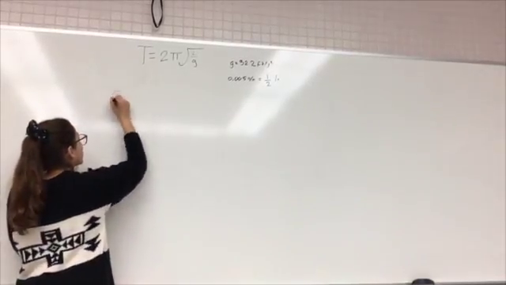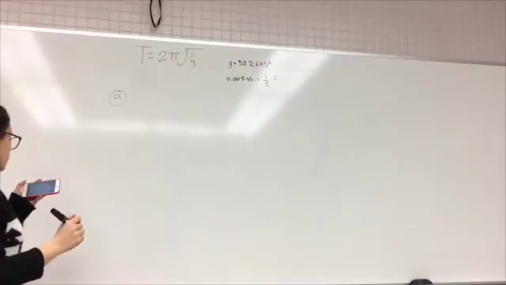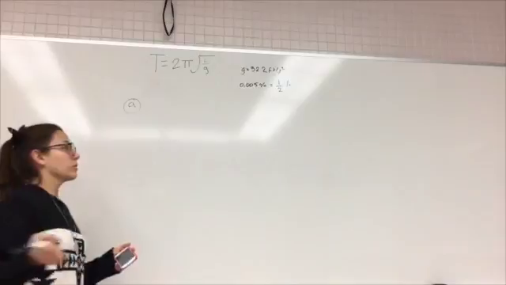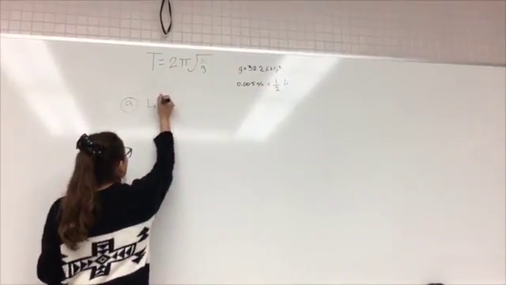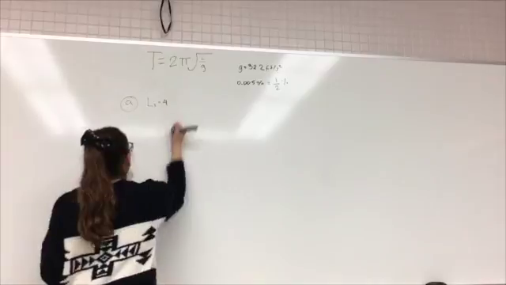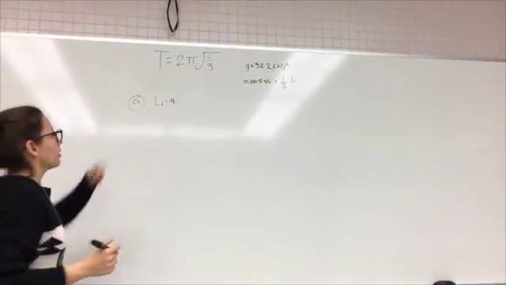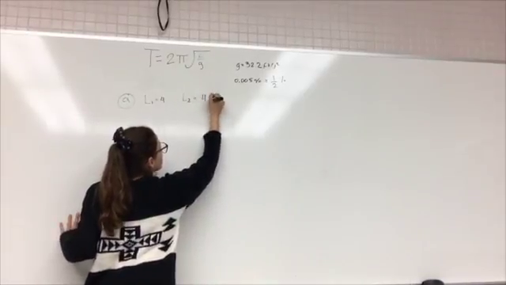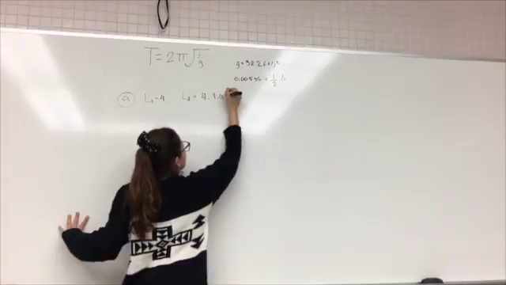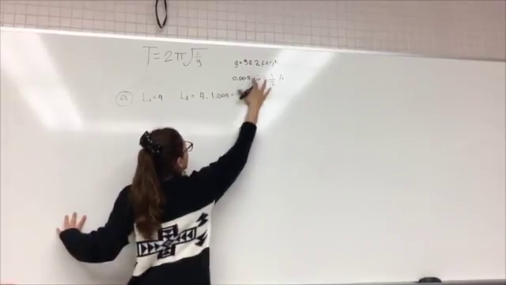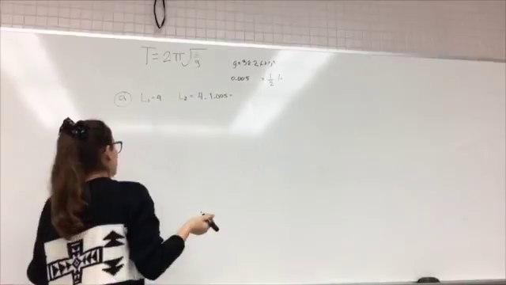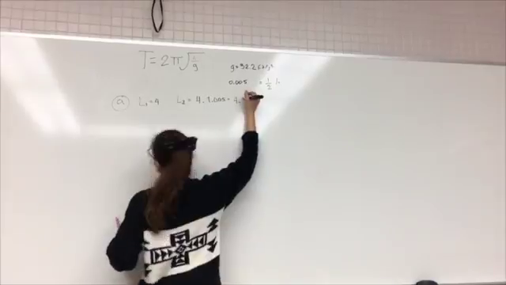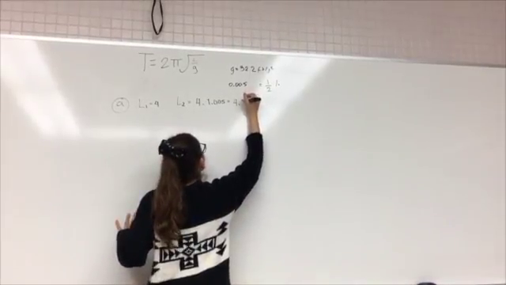For part A of problem 2, you are asked to find the change in the period of the pendulum if the original length is 4, so L1 equals 4, and you need to find L2. To find L2, you'll need to multiply 4 times 1.005, which is the percent of change. This should give you 4.02.